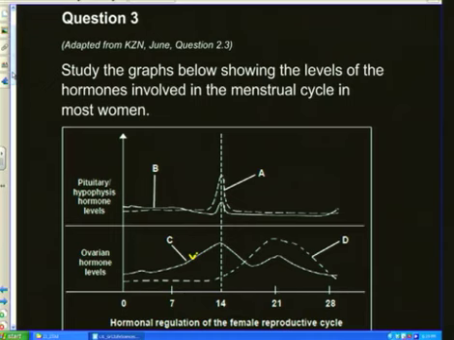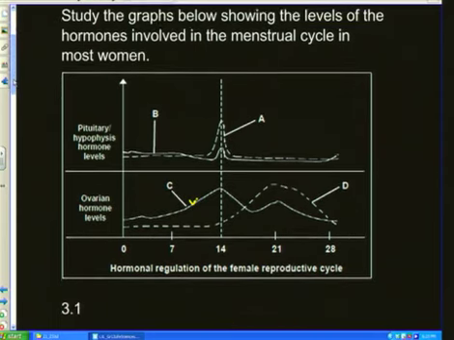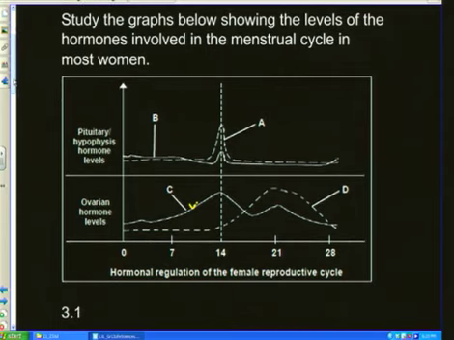I've kept them in sections so that we do one section and we've covered both sides of the spectrum now. The next one is if they give you a graph, and this one was done in KZN, question 2.3. Study the graphs below showing the levels of the hormones involved in the menstrual cycle in most women.